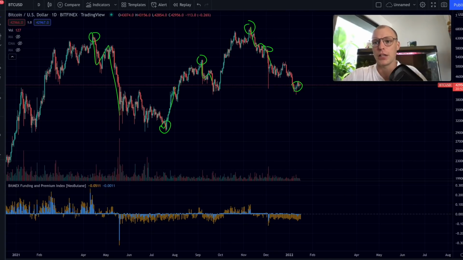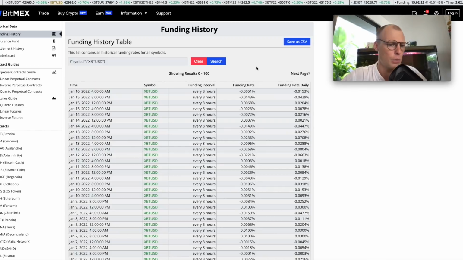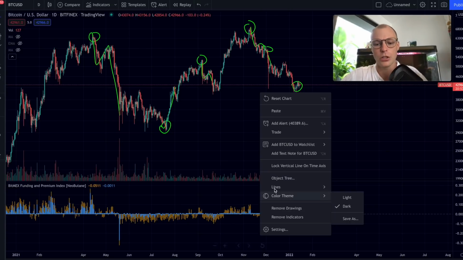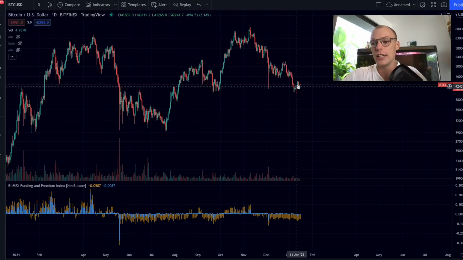We can see that in the funding rates. If I'm looking at the funding rates right now on BitMEX, we can see that we have negative funding rates over a longer period of time right here. And yeah, for me, that always indicates that there is a limited downside. And of course, it is always still possible for Bitcoin to see that move down.